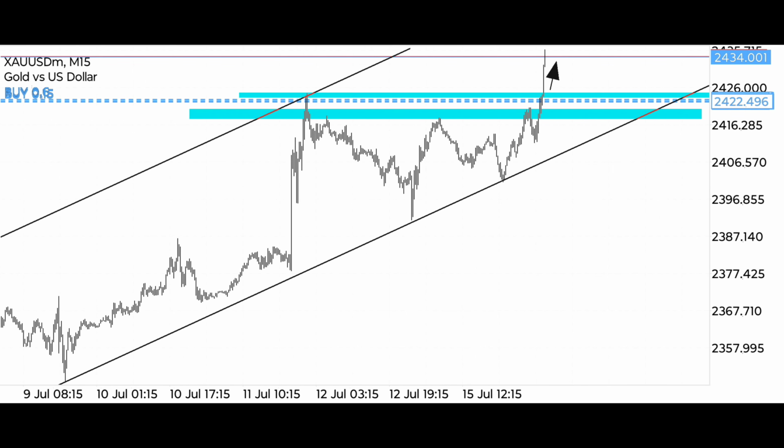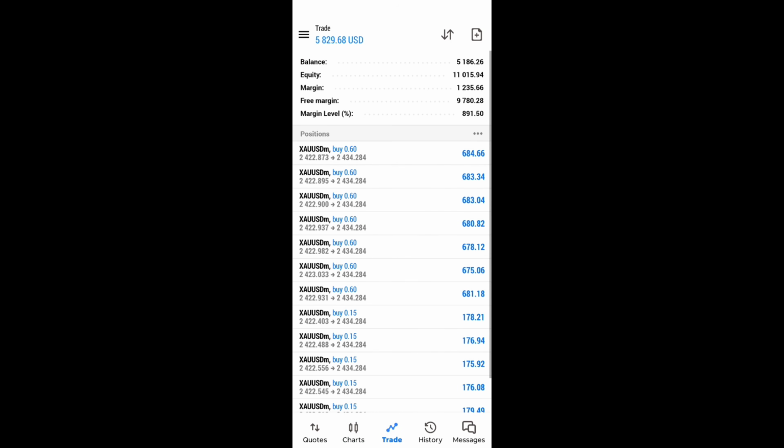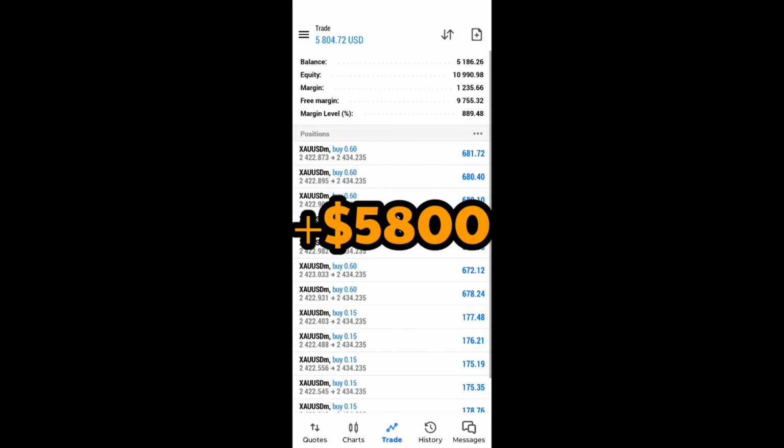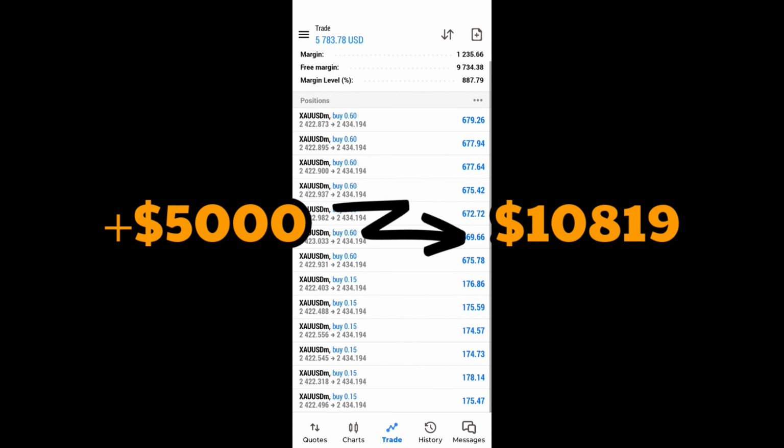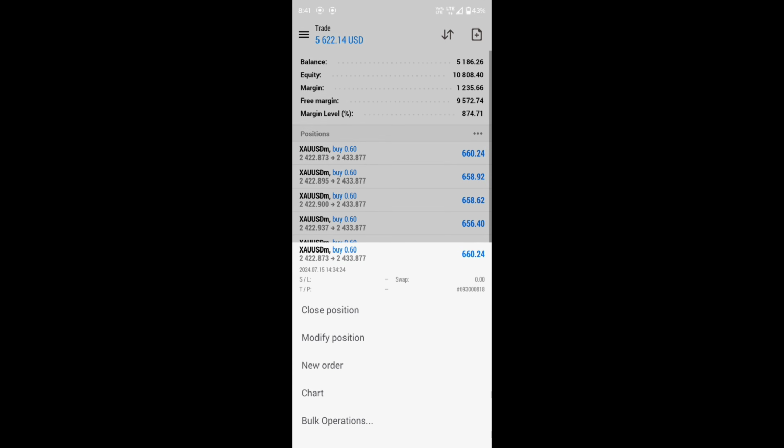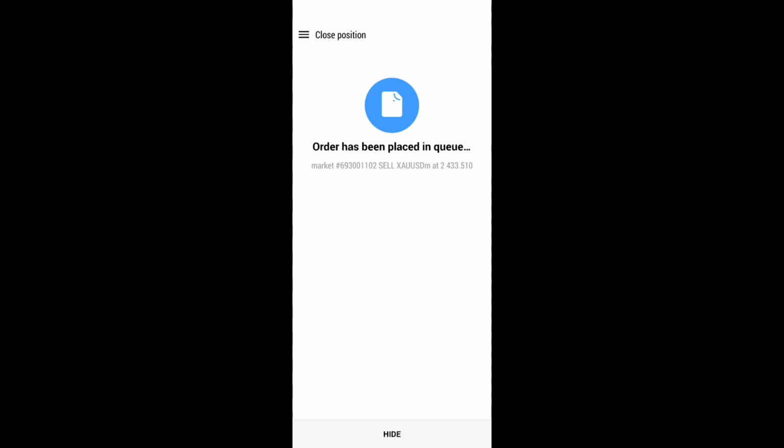Now we close the trade, our goal has been achieved. Guys, our profit is currently around $5,800. We had $5,000 in this account which has now become $10,819. If you want to do price action trading properly then do it in gold because gold always follows the proper price action pattern.